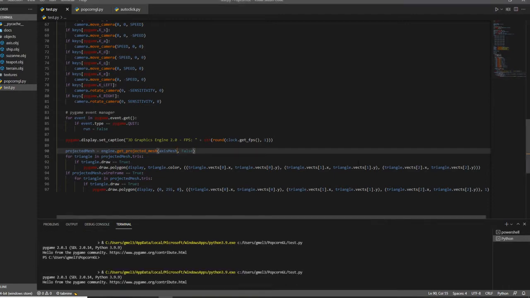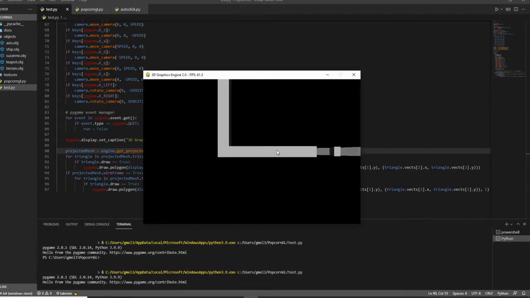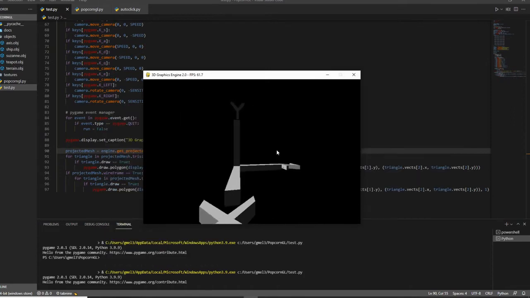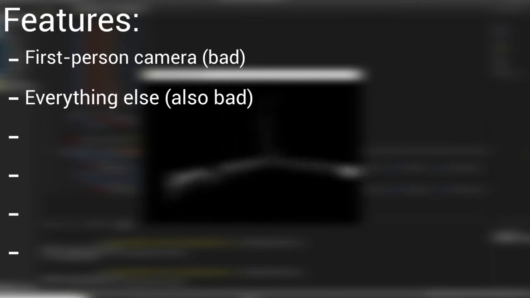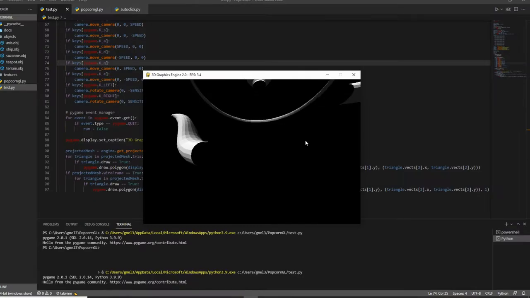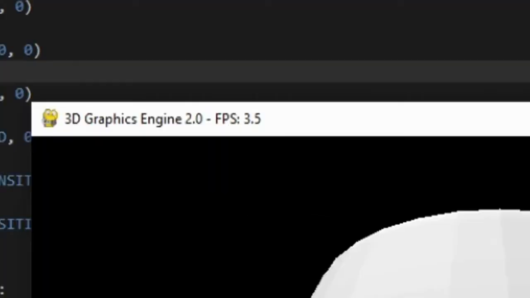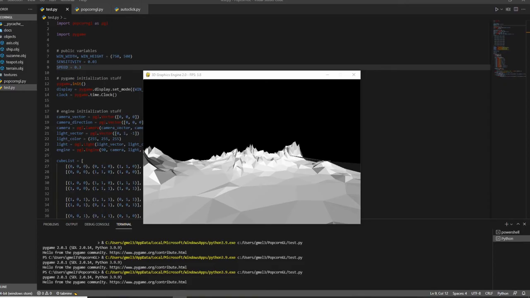What you see before your very eyes is the reason you haven't seen an upload in a month. It's jam-packed full of features like a first-person camera that can only rotate on one axis, and every feature from the first graphics engine. The engine doesn't crash when you move towards the object, but that comes at the cost of having a massive performance issue.